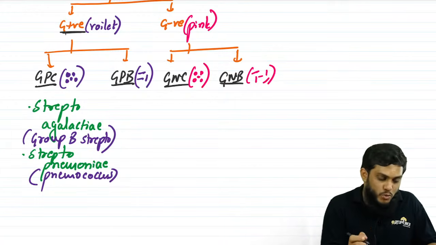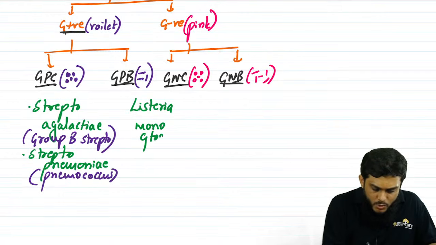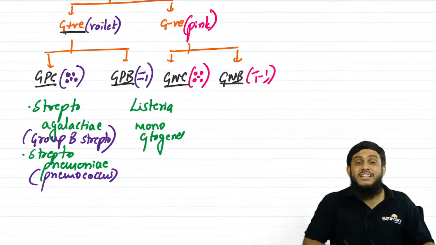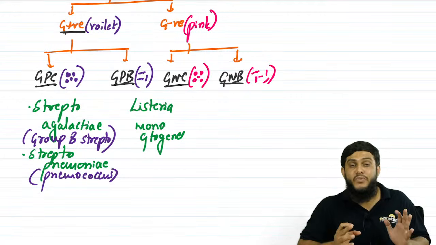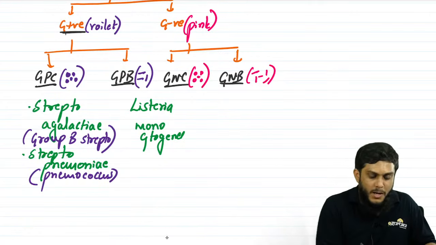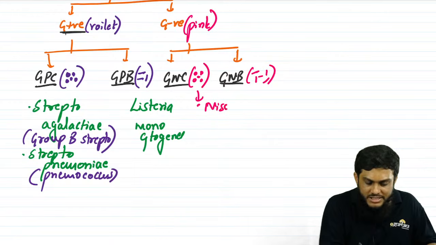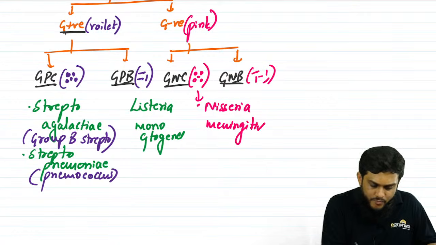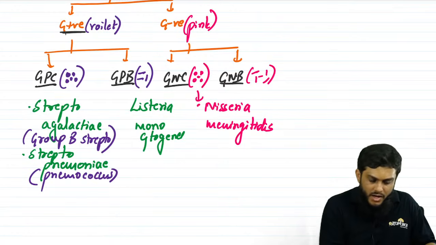Now if we talk about gram-positive bacilli, so Listeria monocytogenes. Listeria monocytogenes is the important gram-positive bacilli which can cause meningitis. So these are the three important gram-positive bacteria. If we talk about gram-negative cocci, the gram-negative cocci which can cause bacterial meningitis is Neisseria meningitidis, which is also known as meningococci.